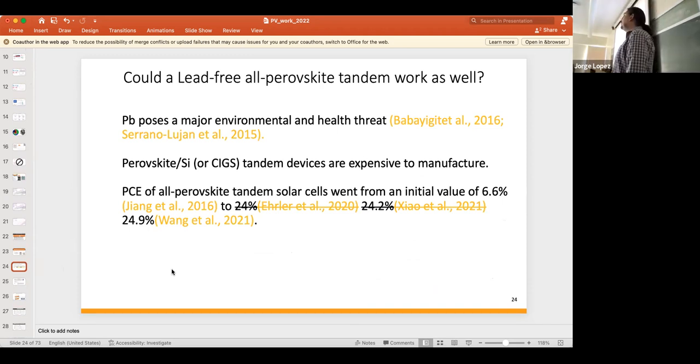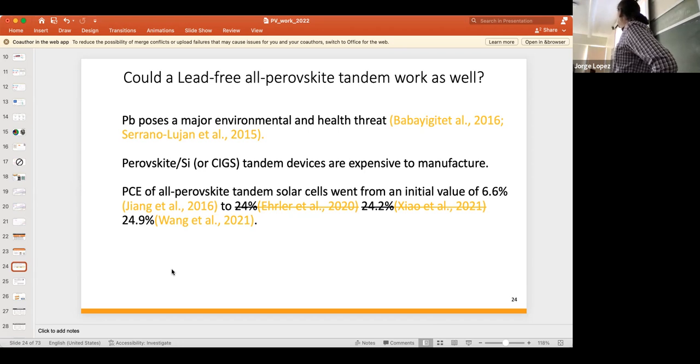Another thing, I told you that they made perovskites, but I didn't tell you that the most efficient ones are made with lead. So you don't want lead, right? You all know about the issues that happened, like Flint, because they had lead in their pipes, right? Lead in the paint. So you don't want lead. So it's an environmental and health threat. So what if you made a material without lead?